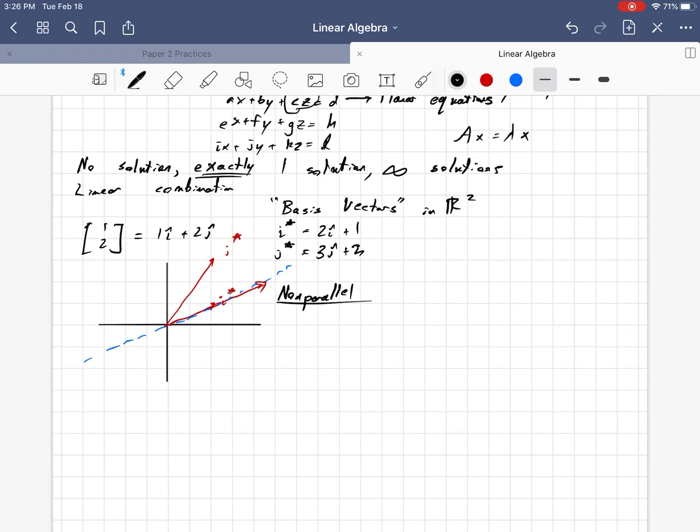So yes, for any non-parallel vectors, if this were our n dimensions, we would have n basis vectors. No matter what those basis vectors are, as long as they are all non-parallel to one another, any vector in that n-dimensional space can be expressed as a linear combination of those n basis vectors. That's a pretty cool fact, isn't it?